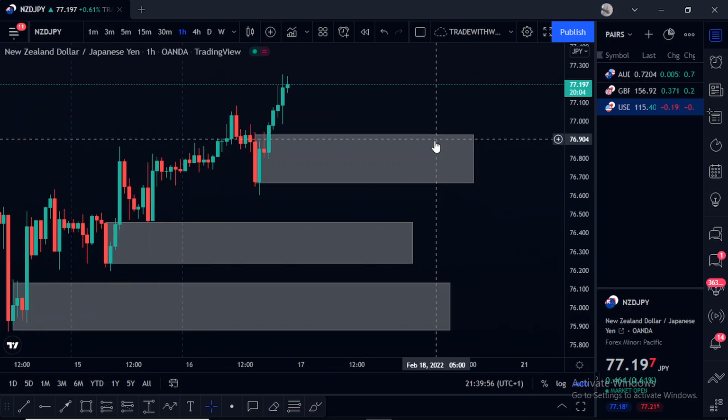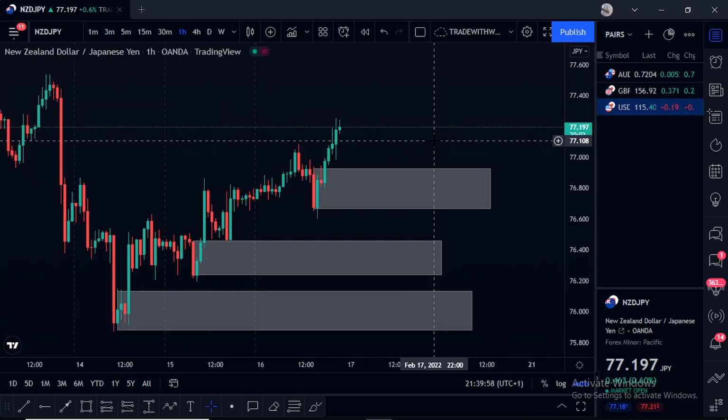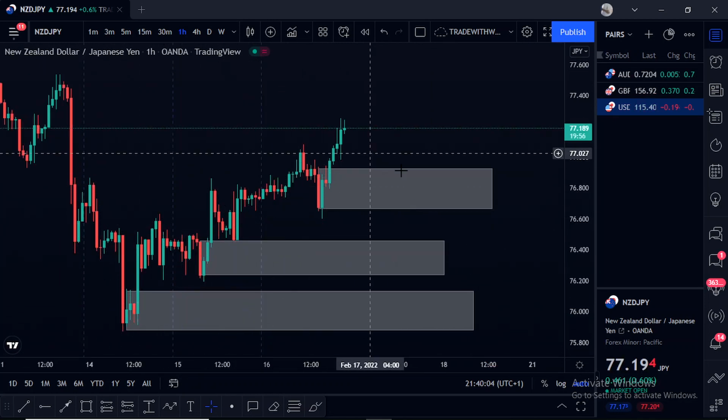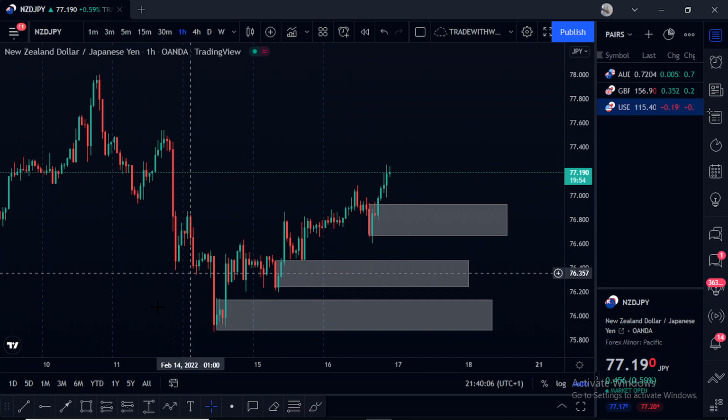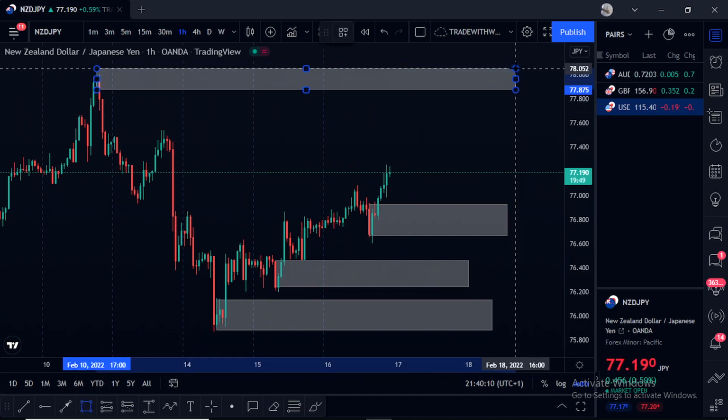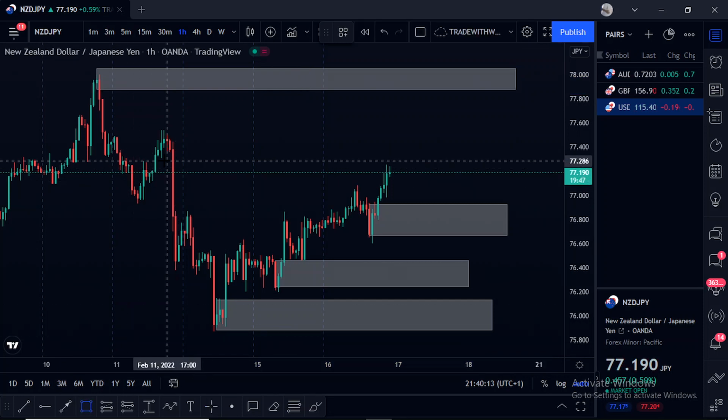So whenever you want to draw order blocks, you can see I'm using the upward trend. I'm not using all these demand or supply. I'm not using this supply zone here, and I'm not using this supply zone here.